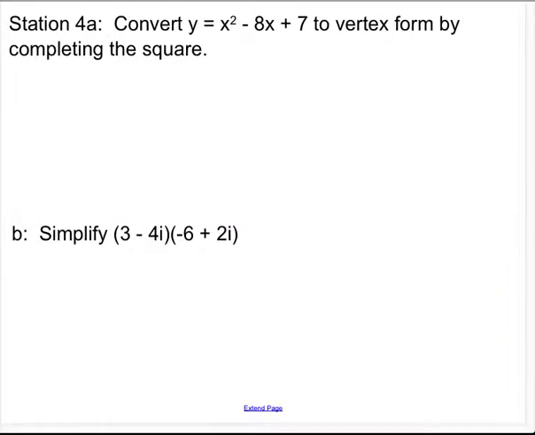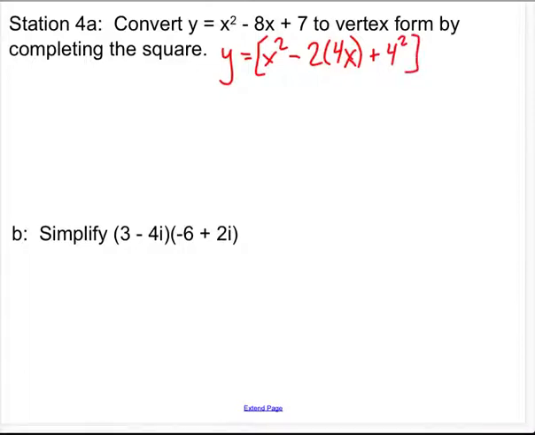Station 4, convert to vertex form by completing the square. So either way, whether you had Ms. Pedersen or whether you had me last trimester, you cut the middle term in half. The thing that's different is just the way that I format it. So I cut it in half by factoring out a 2. And then whatever value is left after I factor out the 2, I add that squared.